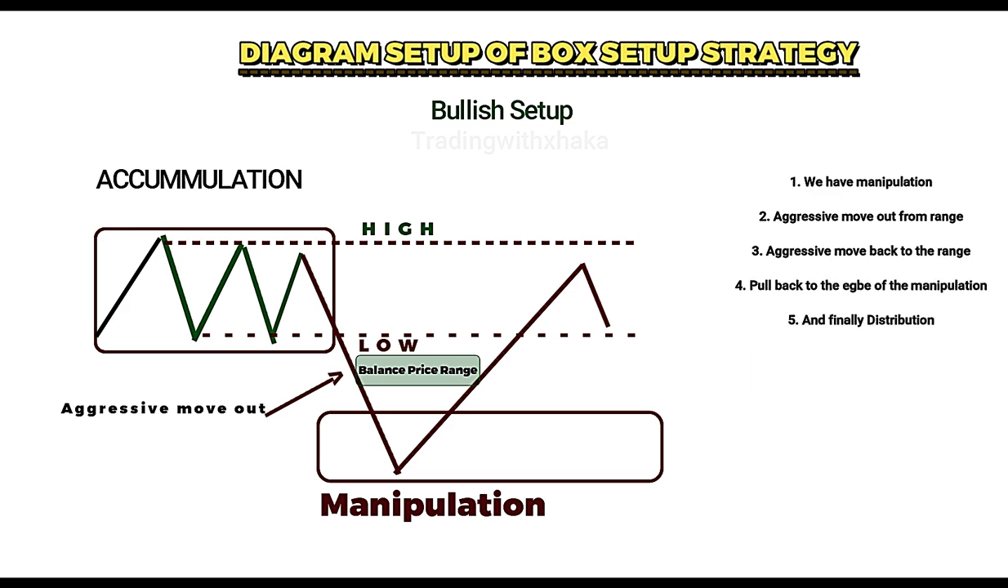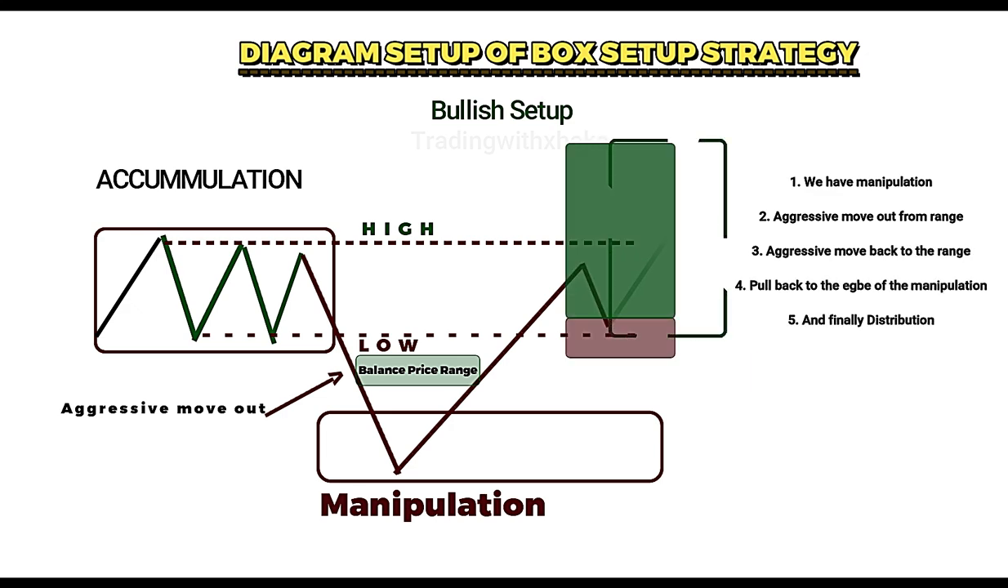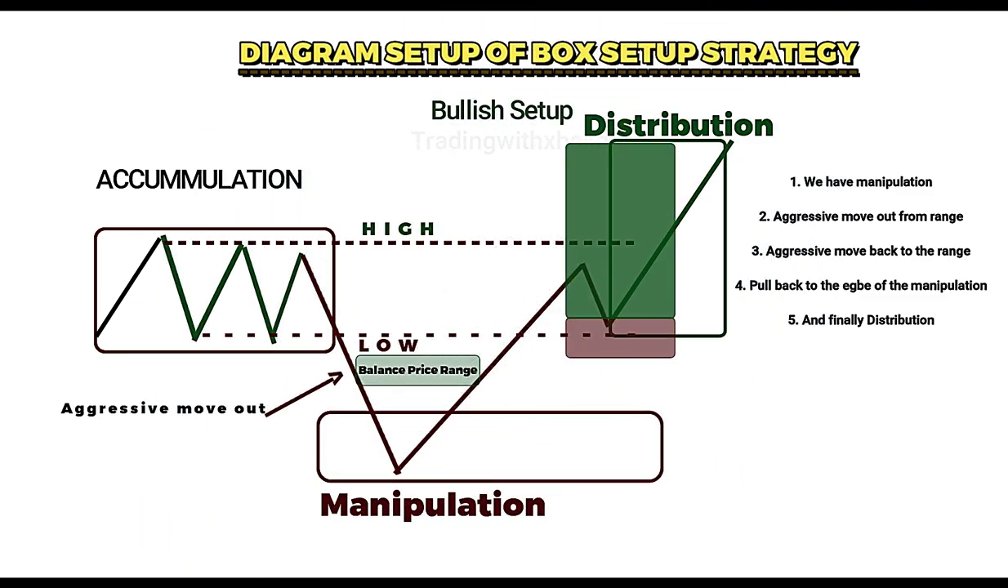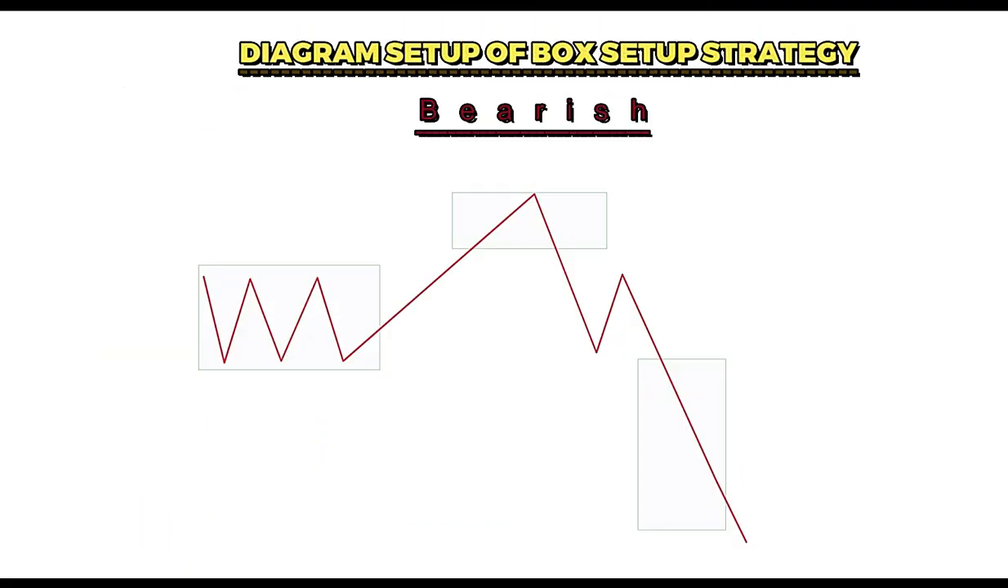And when you have a pullback to the range, it should be your entry, and your target is any liquidity as the distribution phase. So I hope this is clear. And I have another example on the bearish side. So let's look at the bearish setup before we move into a live example.